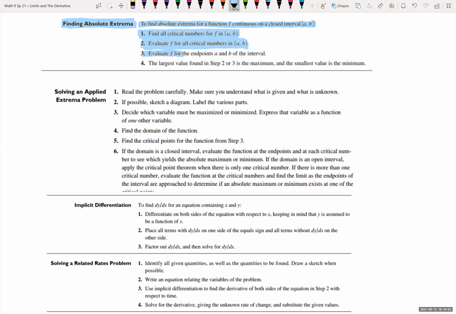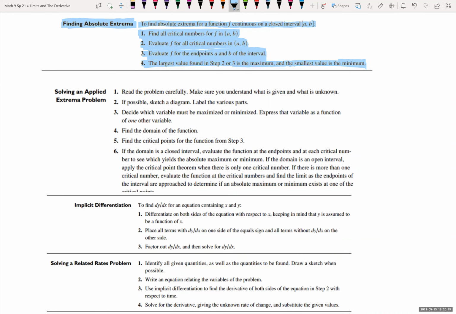We're also going to evaluate the endpoints of [a, b], because it's possible that the absolute extrema happen at one of the endpoints of our closed interval. Then you're plugging that back into your original function. You're looking for the smallest and largest values that you found in steps 2 and 3. That would be the absolute max and absolute min, which is the y value, and where it occurs is the x value.